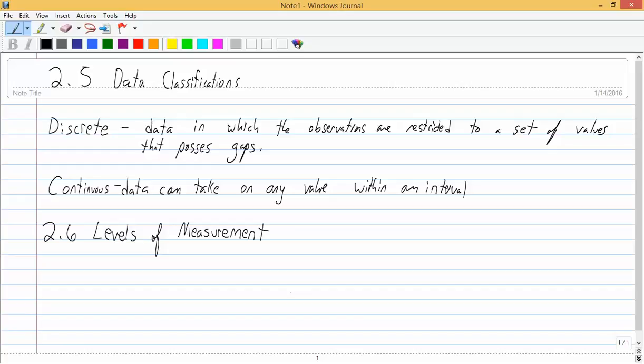Okay, so we have 4 different levels of measurement, and they really rely on characteristics of the set of data. It's like what kind of stuff can we do with the set of data, and then that determines at what level of measurement we're at. Okay, so the first level of measurement that we're going to talk about is the nominal level of measurement.